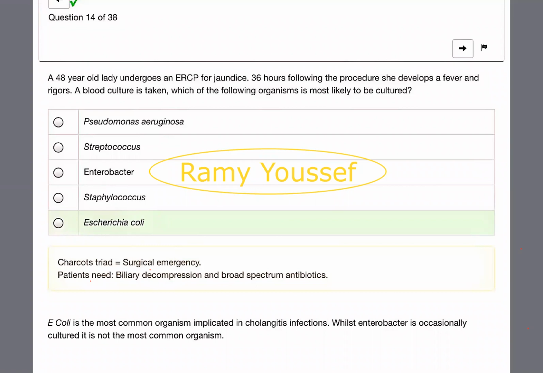As we said, E. coli is the most common organism implicated in cholangitis, GIT and urinary tract infections. Urinary tract, GIT, biliary tract: E. coli. Okay?